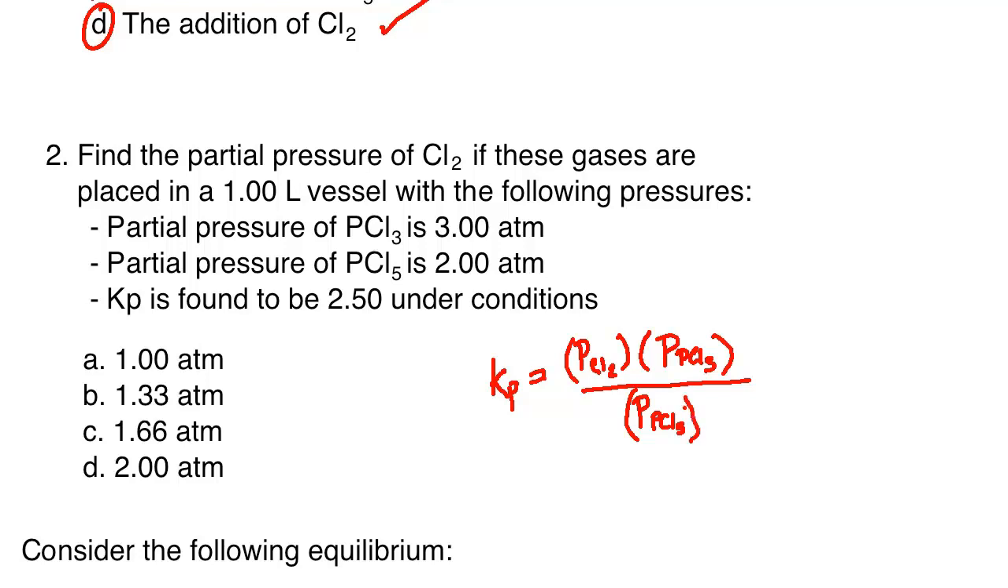All right. So what values do I know? I know Kp is supposed to be 2.5 under these conditions. I'm looking for the pressure of Cl2, so that's going to stay there. And then I'm going to have the PCl3. The PCl3 is 3 atm. And then if I come down here, the PCl5 is going to be 2, according to this.